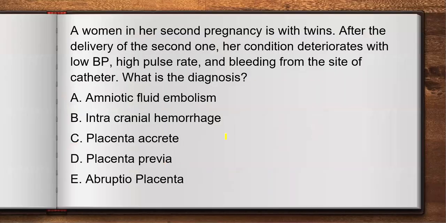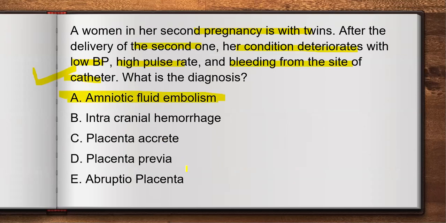Now, the next question, same type. A woman in her second pregnancy is with twins. After the delivery of the second one, her condition deteriorates with low blood pressure, high pulse rate, and bleeding from the site of the catheter. That's the thing I was talking about, right? So the patient has bleeding from the site of the catheter, obviously also bleeding from the paravaginal area, and has hypotension, tachycardia. So that is how amniotic fluid embolism appears.